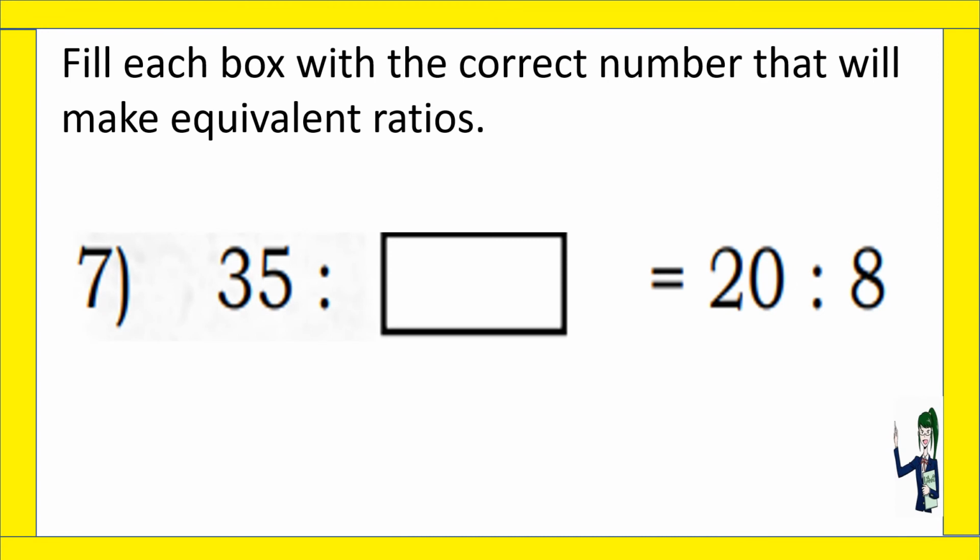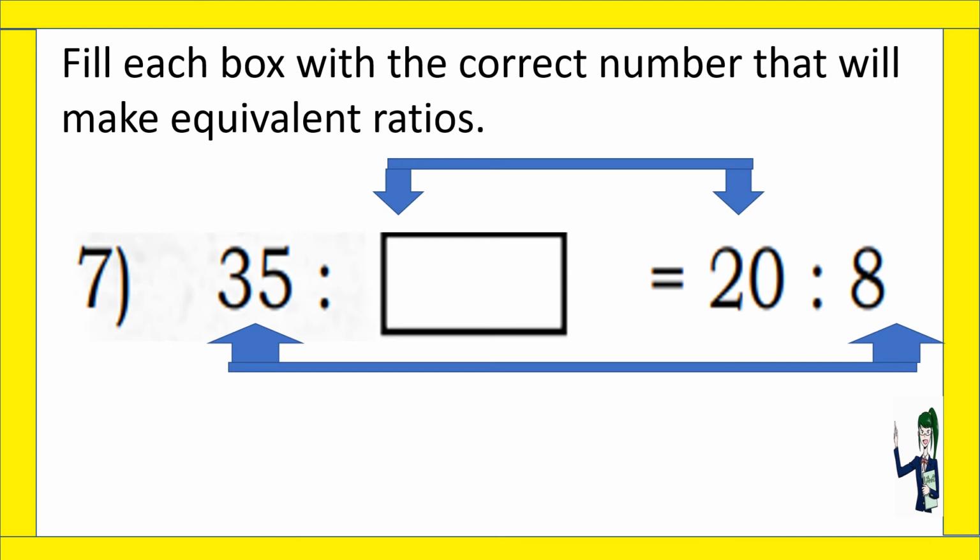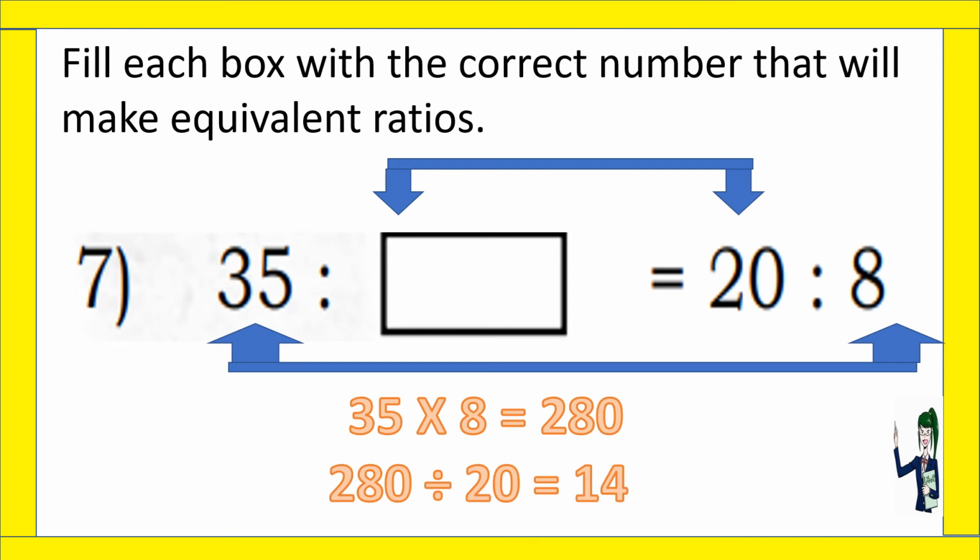Number 7. 35 to blank equals 20 to 8. Identify the means and the extremes. The complete parts are the extremes. So multiply 35 times 8 equals 280. Then divide 280 divided by 20 equals 14. The missing part is 14.